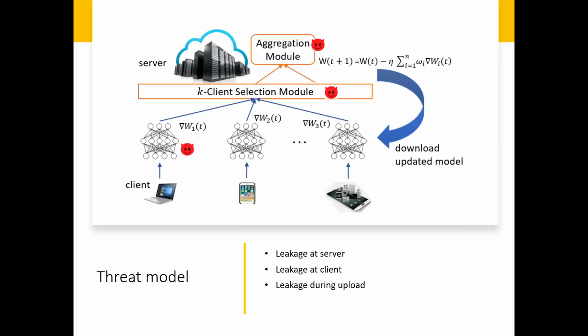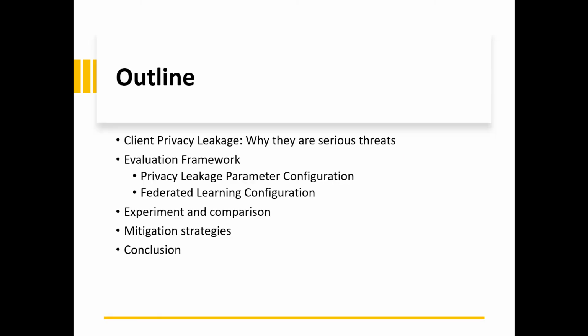In this talk, I will first introduce client privacy leakage attacks. I will show how the attack works and what its effect and cost are. Specifically, we consider the effectiveness of client privacy leakage attacks under different configurations of attack settings and different federated learning setups. Experiment results are provided and we will discuss the mitigation strategies at the end.